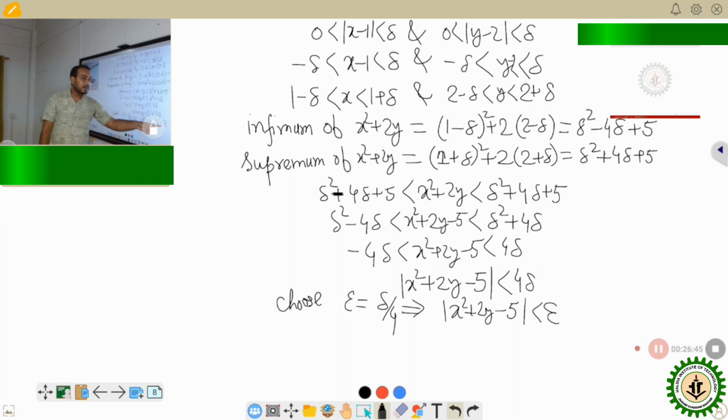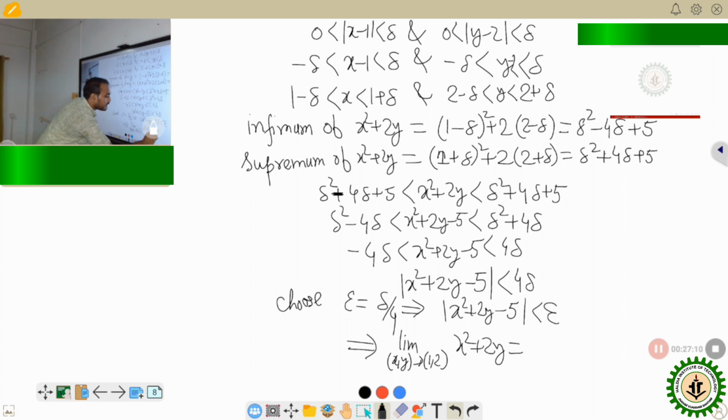But this epsilon is also related to delta, that is whatever we have chosen, that is delta by 4. So it satisfies the inequality of simultaneous limit. So from that you can conclude that the limit as (x, y) tends to (1, 2) of x square plus 2y must exactly equal 5. So this way you can calculate the simultaneous limit of any function that I have explained.